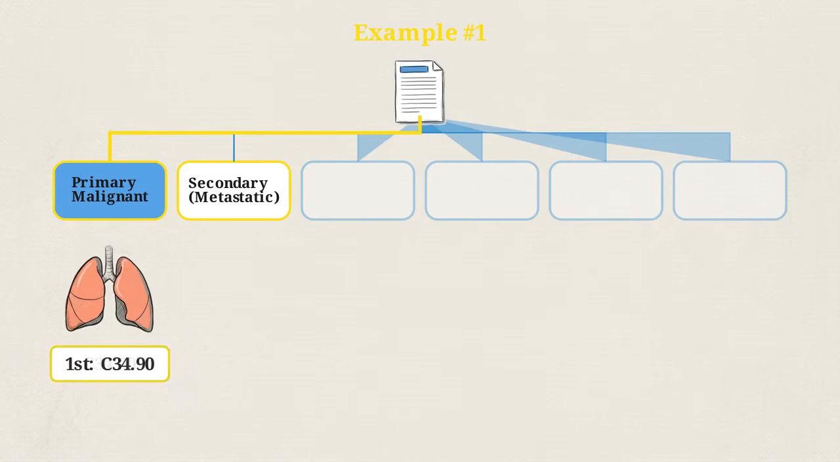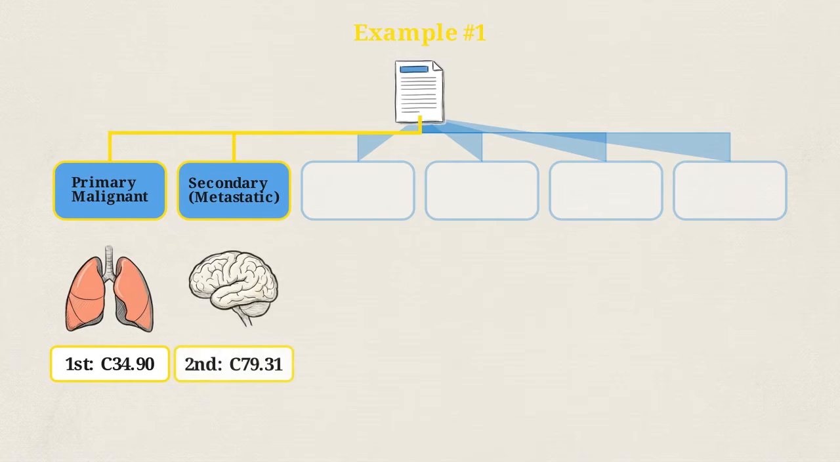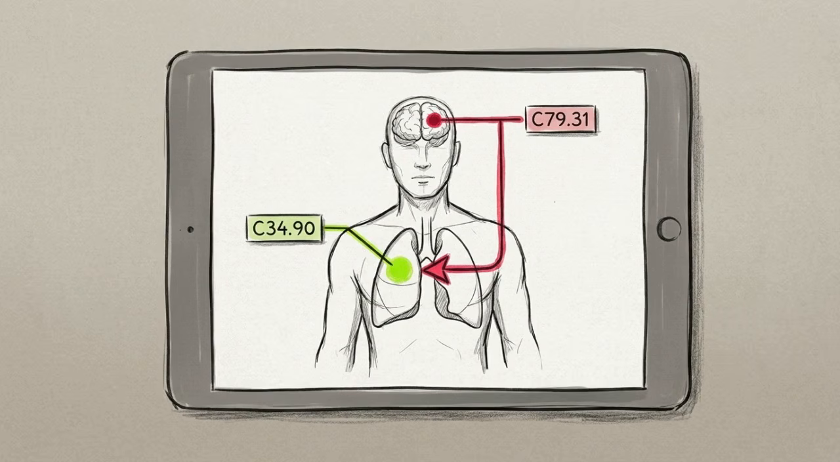The coding guidelines dictate that the primary site is sequenced first. The secondary metastatic site, the brain, is then appended as the second code, C79.31. Sequencing these distinct behavioral codes in this order accurately maps the systemic spread of the disease for the medical record.